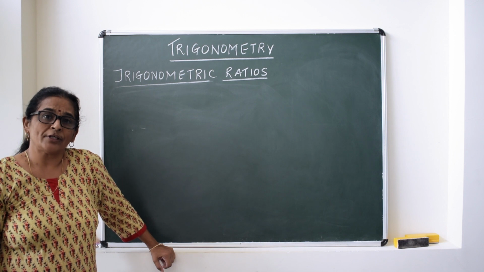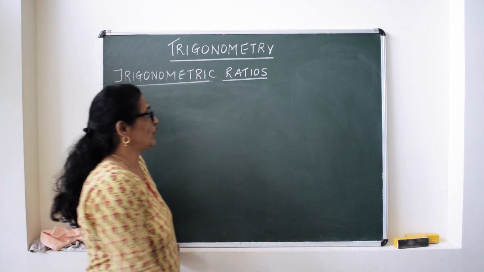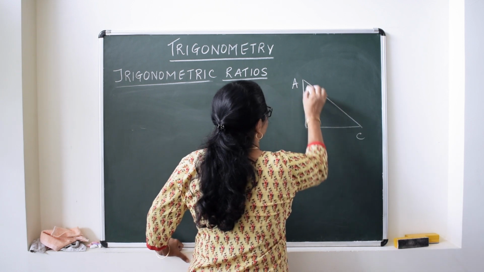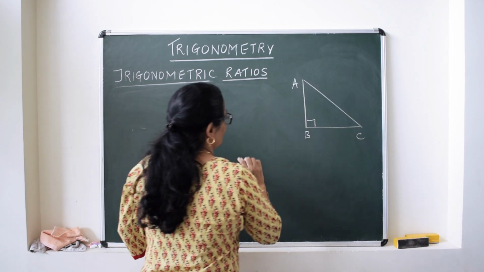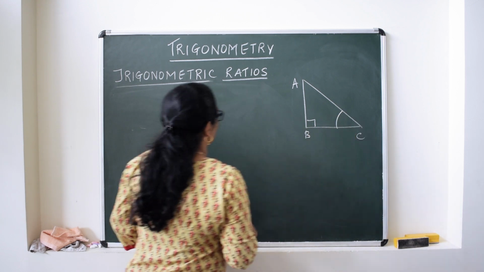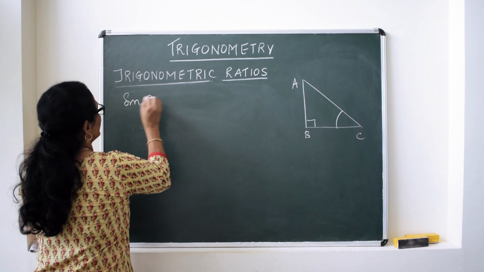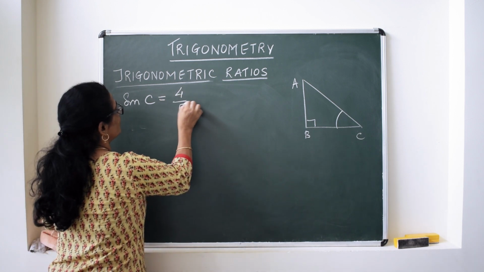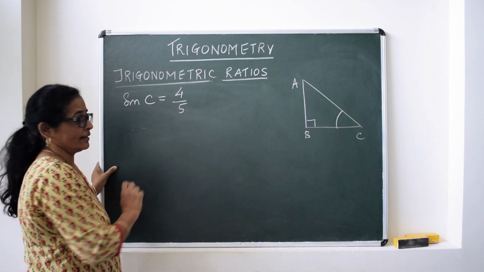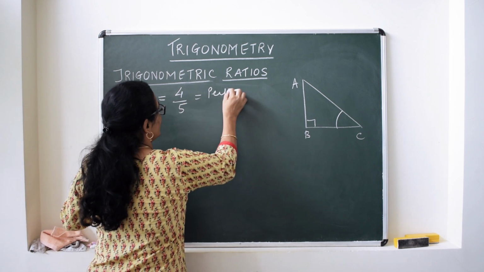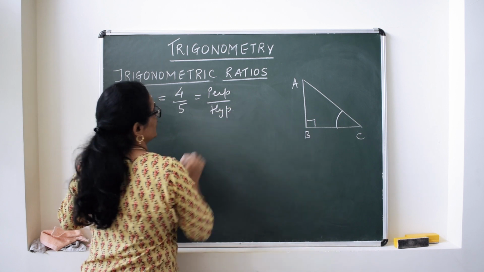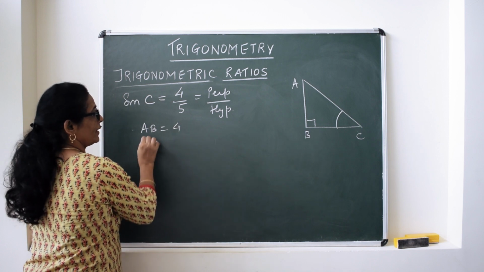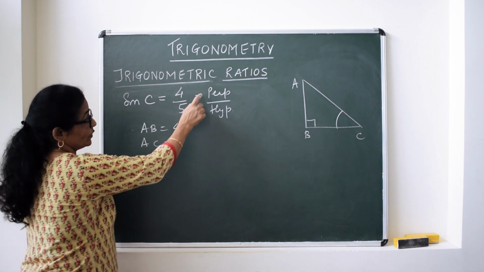We'll discuss the ratios and the sides of the triangle. Let's take one right angle triangle ABC, which is right angled at B. Now, if we take sine of this particular angle, that is sine of angle C, and it is given that sine of angle C is 4 by 5. By the definition of sine, it is perpendicular upon hypotenuse. So one can say that AB is equal to 4 and AC is equal to 5 according to the definition.